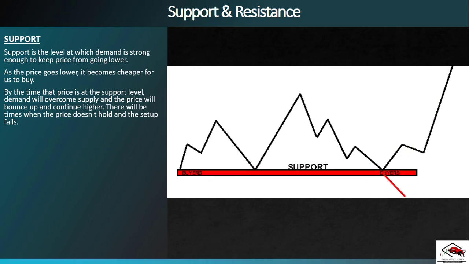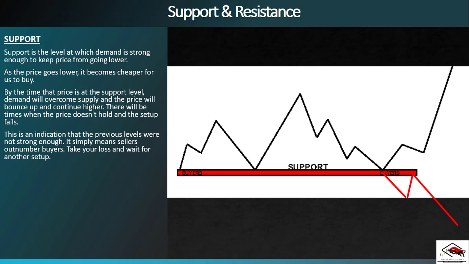There will be times when the price doesn't hold and the setup basically just fails. This is an indication that the previous levels were not strong enough to hold the price there. It also simply means that sellers have outnumbered the buyers. Take your loss and wait for another setup, right? Don't take it too personal. Remember what we talked about in the previous lessons. It's not about us leading the market, but following what the market is showing us that it is about to do. So it is best to just take your loss and wait for another setup.